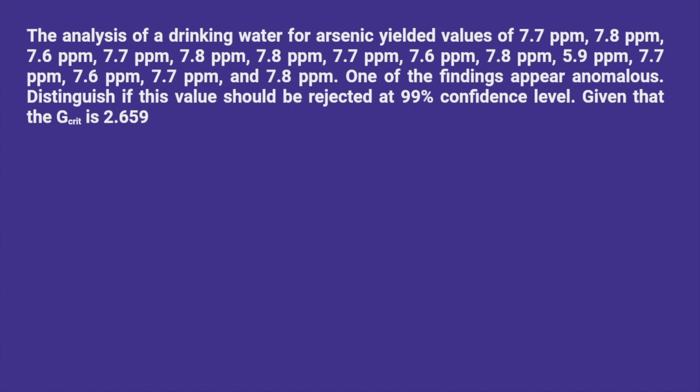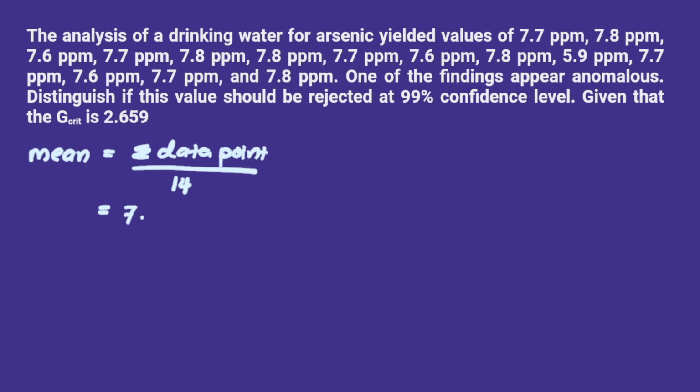So the first thing that you need to do is calculate the mean of this data. The mean is equivalent to the summation of data points divided by the number of data points. For this case, the number of data points is 14. I've already calculated this and we get our mean equivalent to 7.5857. So this is the mean value.